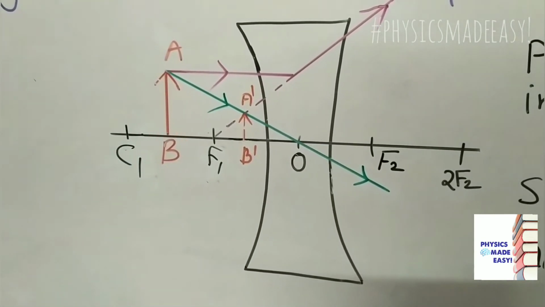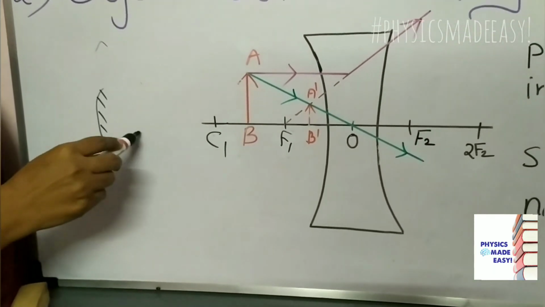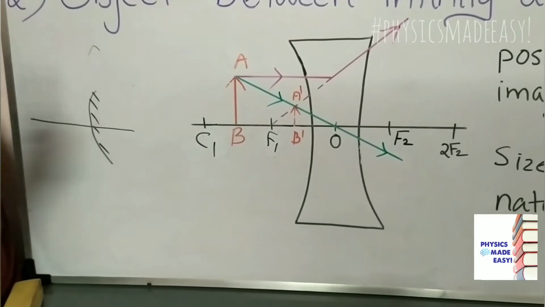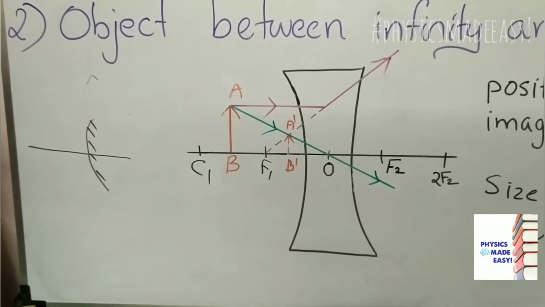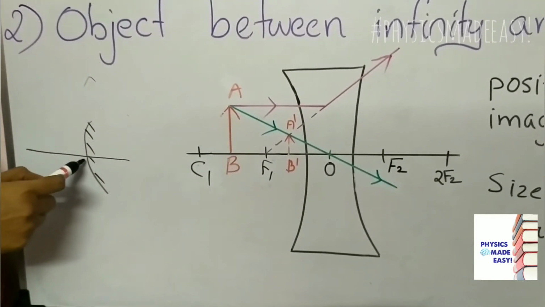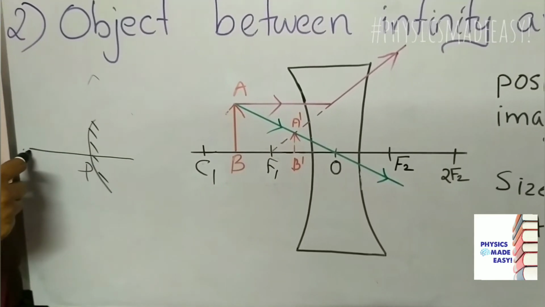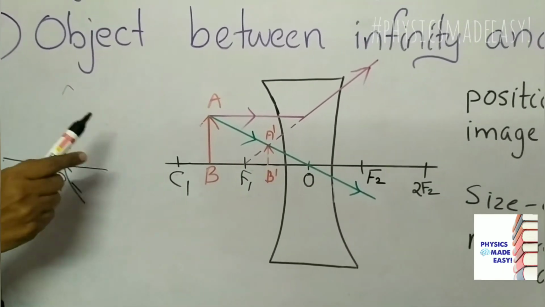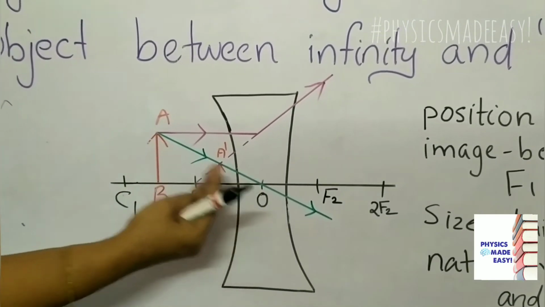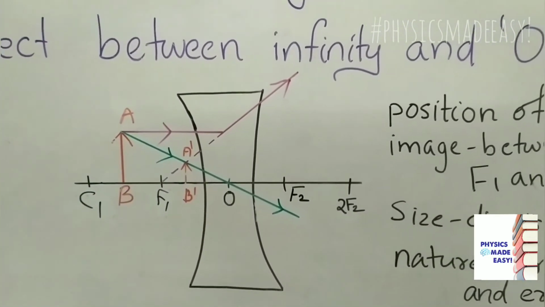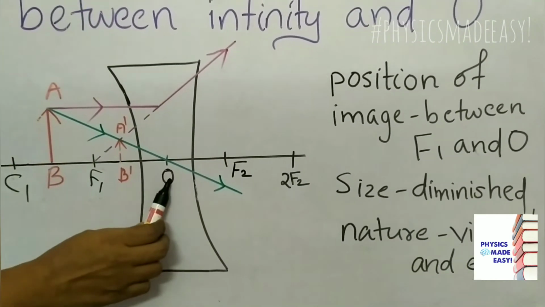A similar case we discussed in the case of the convex mirror. At that time I told you we studied two ray diagrams and we have to consider two positions only. One is the object at infinity, and the second is anywhere between the pole and infinity, at a finite distance from the pole of the mirror. Like that, in this case of the concave lens, you can place the object at a finite distance from the lens, anywhere you can place it. At that time you will get the image between O and F1.